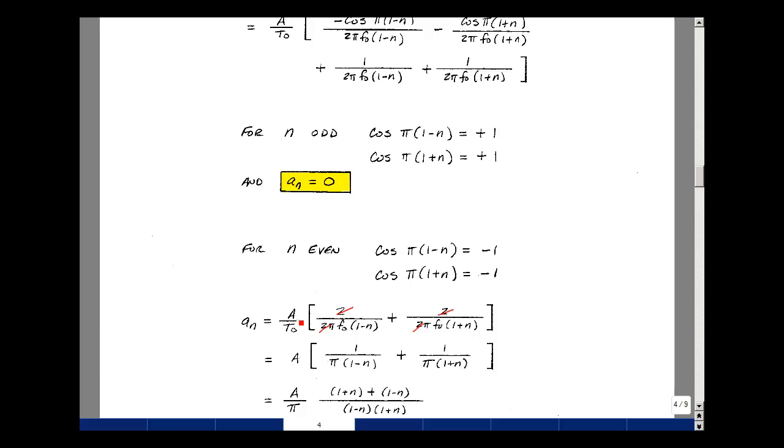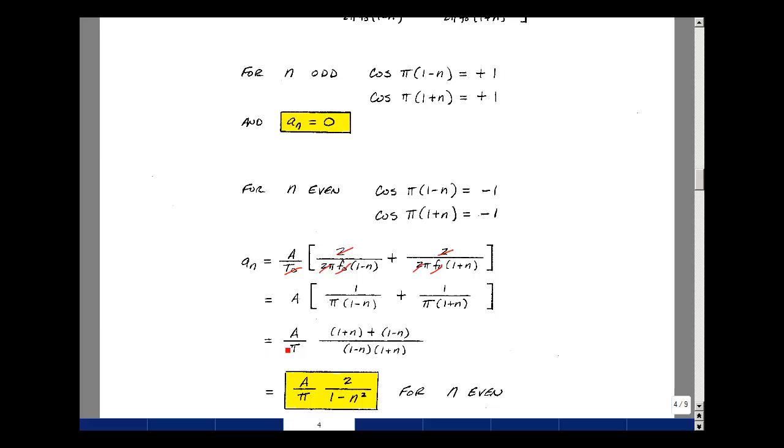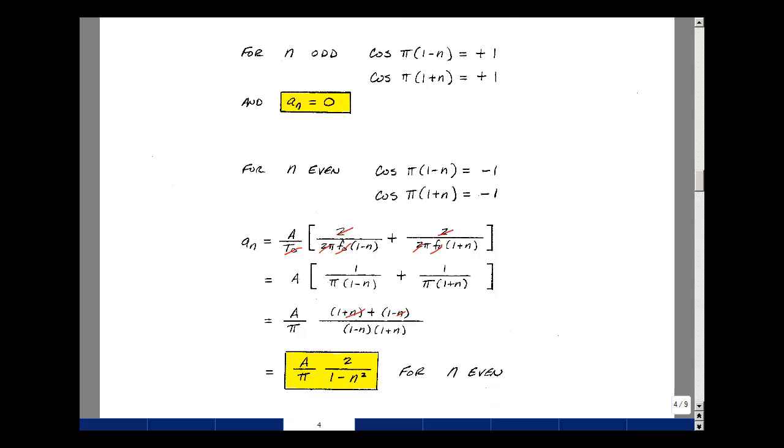f naught is 1 over t0, so that also is going to cancel with this and with this term. I'm left with A times 1 over pi, and then (1 minus n), and likewise 1 over pi, and then (1 plus n). Pull out the pi, find a common denominator of (1 minus n) times (1 plus n), and multiply this by (1 plus n), and multiply this by (1 minus n). The 1's add, so I get 2. The n's cancel. I'm left with A times 2 divided by pi, and then the product of this is going to be 1 squared. Inner products cancel, so I get a minus n and a plus n, and then I get a minus n squared. A sub n is equal to A over pi times 2 divided by (1 minus n squared) whenever n is even.